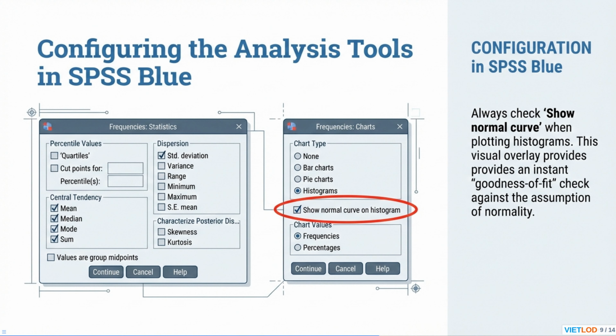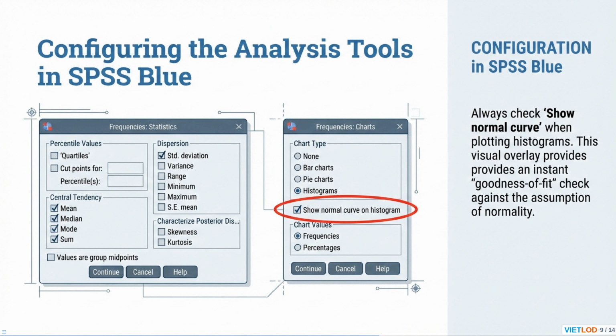When configuring the Frequencies procedure, you'll work with two main subdialogues. First, in the Statistics subdialog, you'll select the relevant measures. For continuous or scale variables, it's customary to include the mean, median, mode, standard deviation, skewness, and kurtosis to gain a comprehensive understanding of your data. Secondly, in the Charts subdialog, ensure you select histograms. Crucially, always remember to check the box for Show Normal Curve on Histogram.